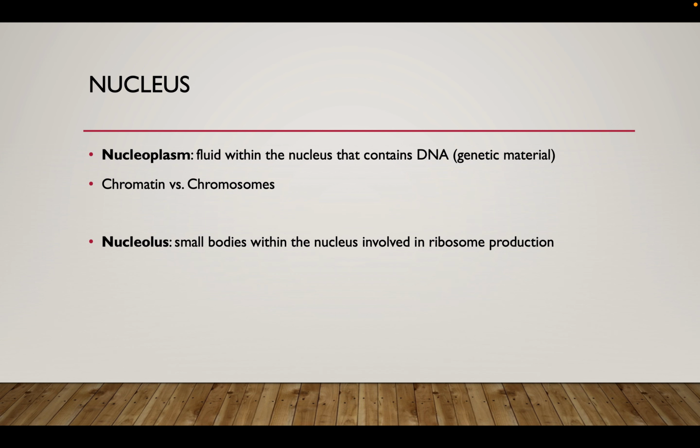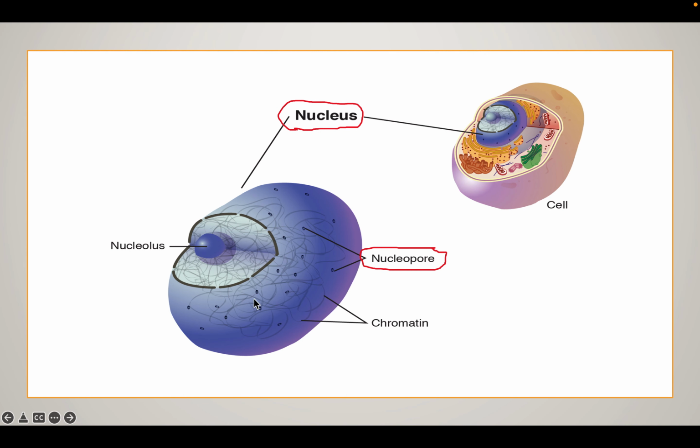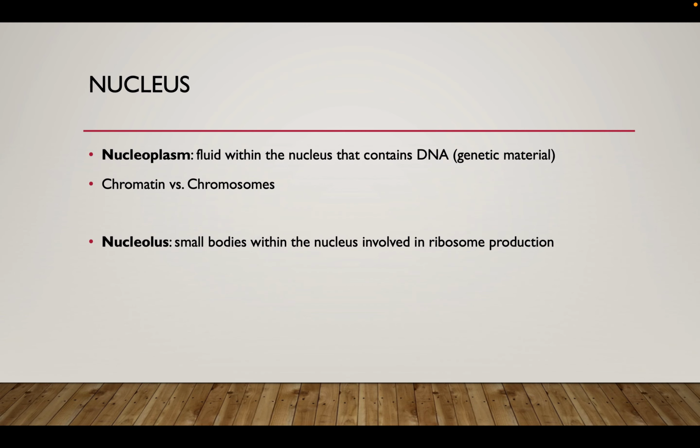Now, the nucleoplasm is analogous to the cytoplasm, essentially, or the cytosol within the cell itself. It is the fluid within the nucleus that contains our genetic material, our DNA. So all of this twisty material that you can kind of see blurred out and grayed out behind this blue structure is all of our genetic material. It's in the form of chromatin right now, meaning it's uncondensed. And whenever it begins to condense and form into actual chromosomes, then this chromatin becomes chromosomes, and that occurs during particular stages of our cell cycle.